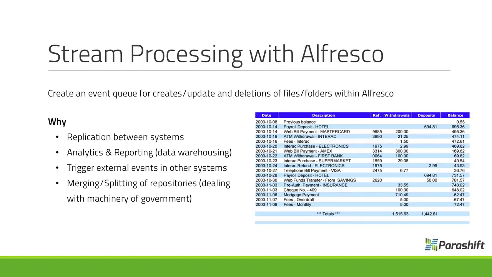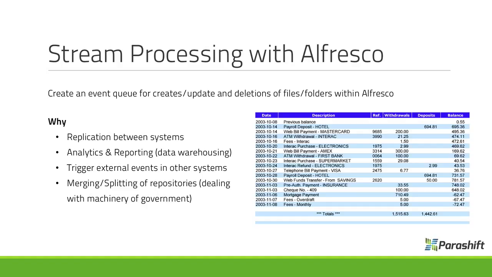So moving on from the content model, we'll start talking about stream processing with Alfresco. Stream processing is being able to work out what's happened in Alfresco and what current state the system is in.